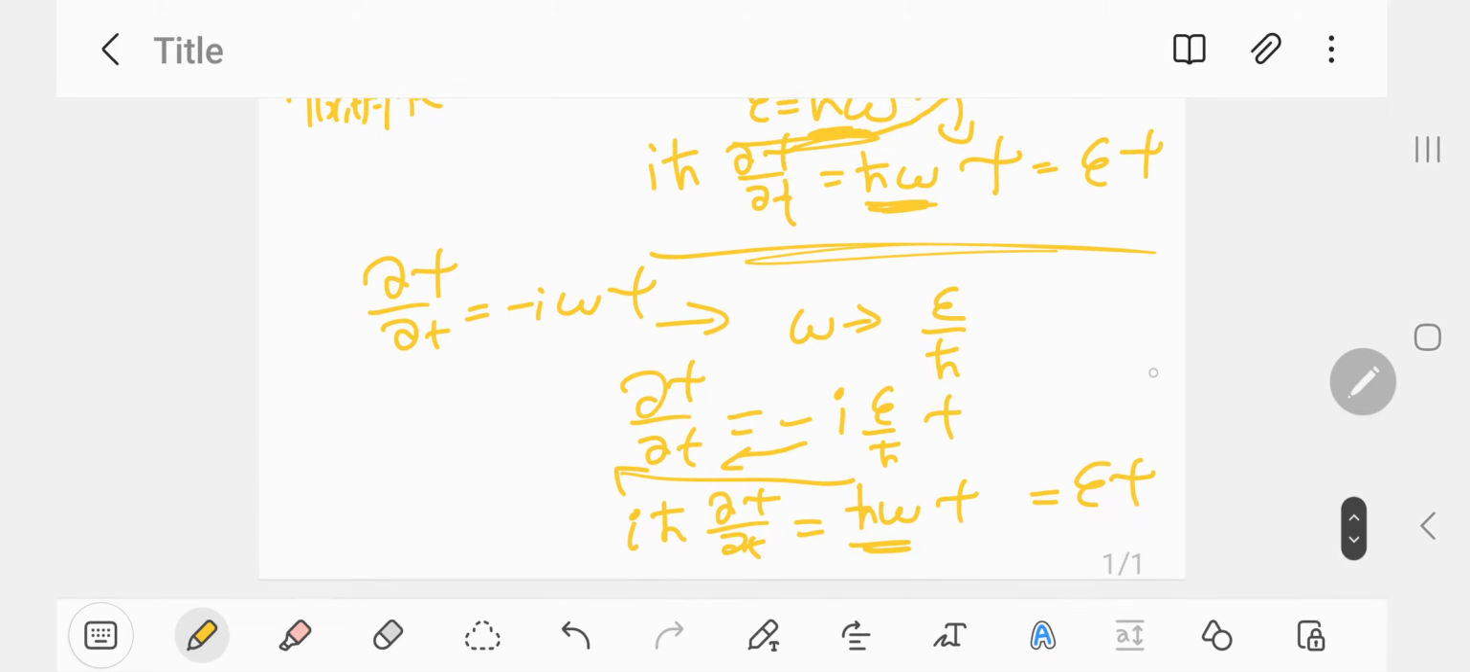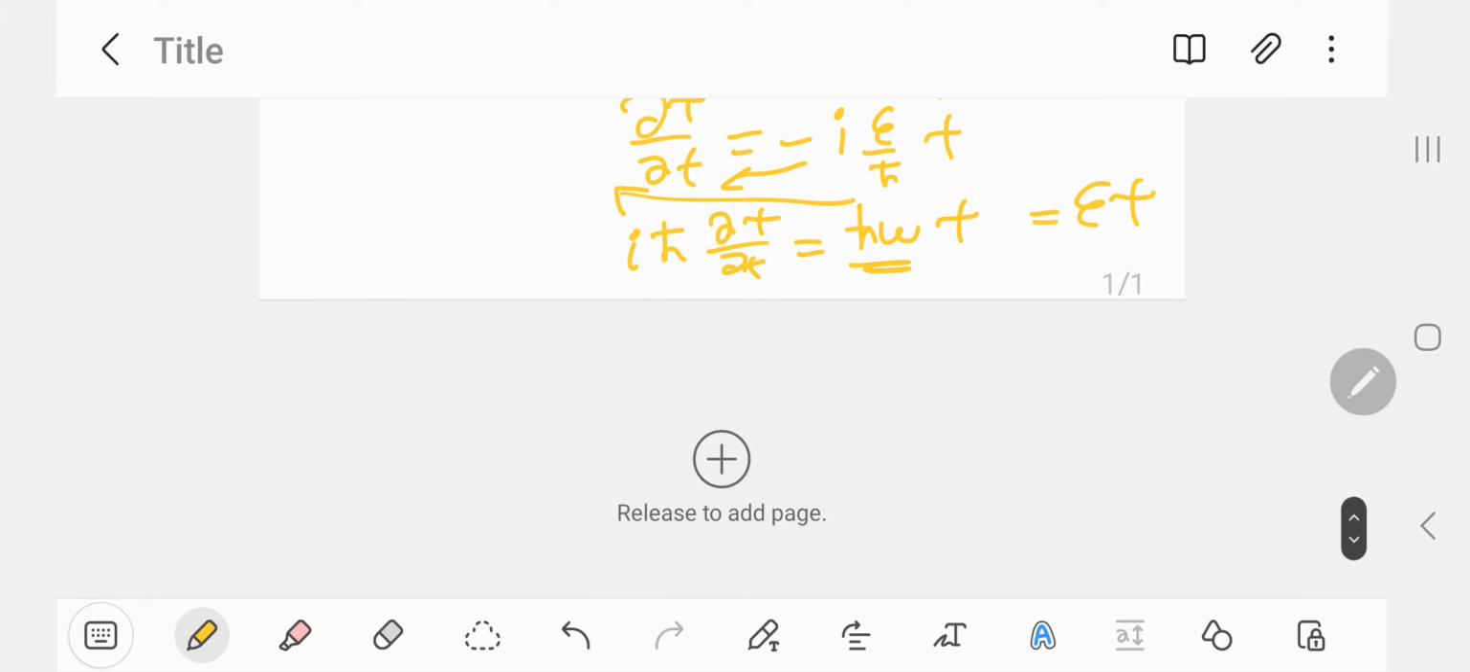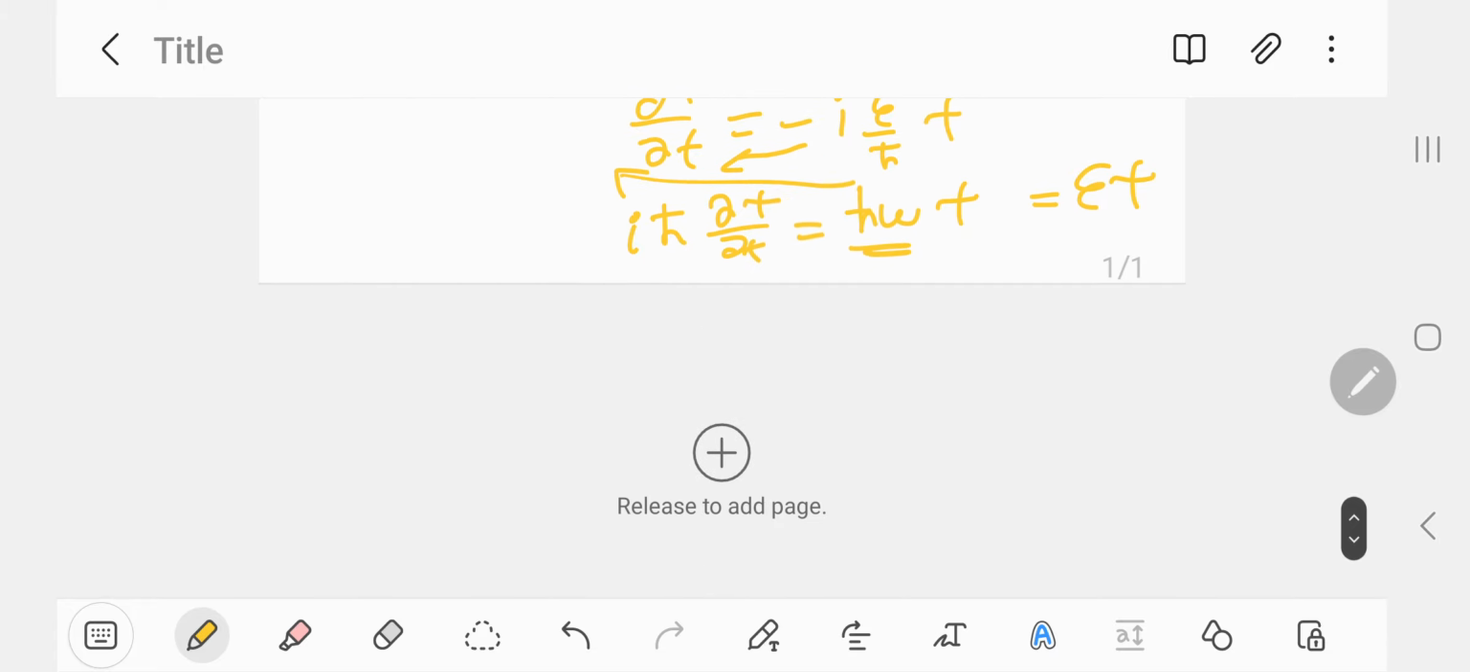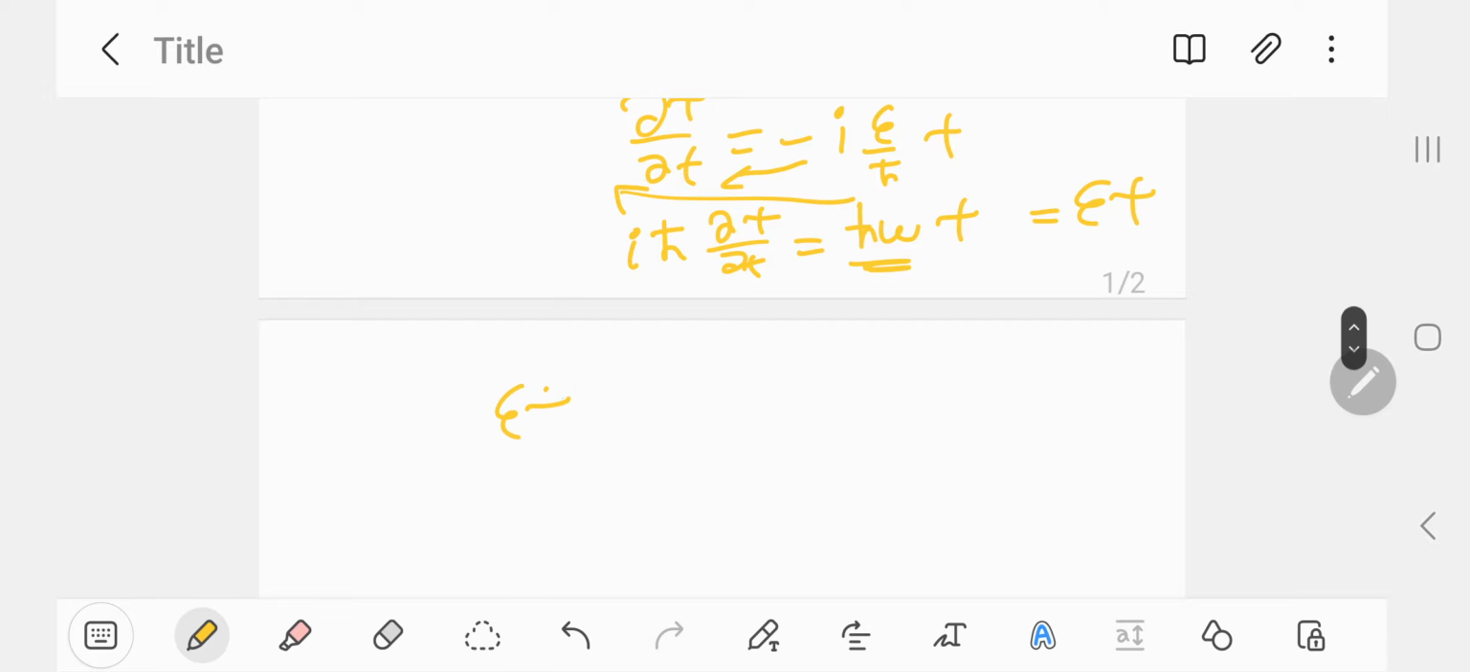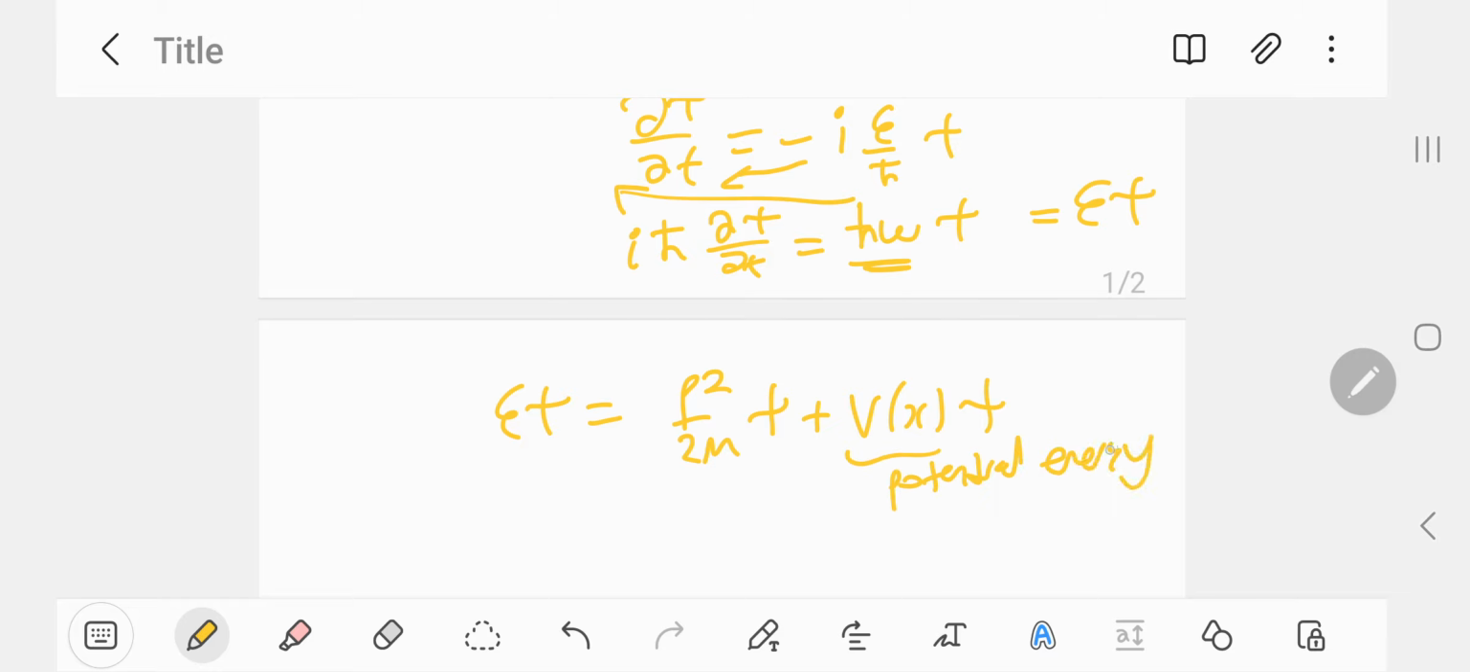And we can rewrite this, so we can generalize this, I should say, where there's both kinetic energy and potential energy. So the E psi is written as p squared over 2m psi plus V of x psi. V of x, that's potential energy. That's how we write potential energy in physics. And in the next video, I will arrive at the actual Schrodinger equation. But for now, the energy of the particle is a sum of a kinetic energy term and a potential energy term.